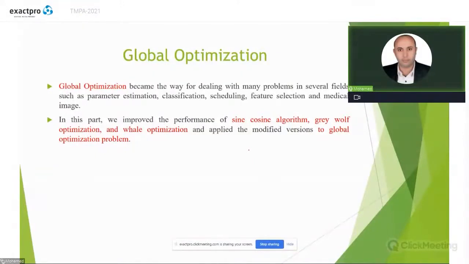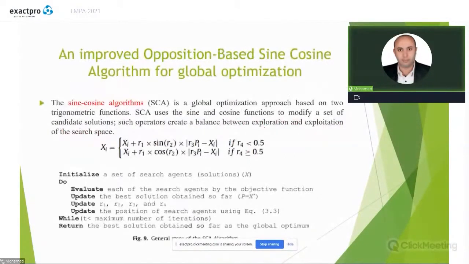Here, we want to see how we can provide a new meta-heuristic technique and apply it for global optimization. In our study, we wanted to improve the behavior of one meta-heuristic algorithm called the sine cosine algorithm.